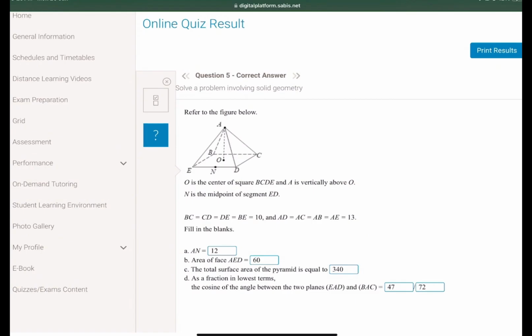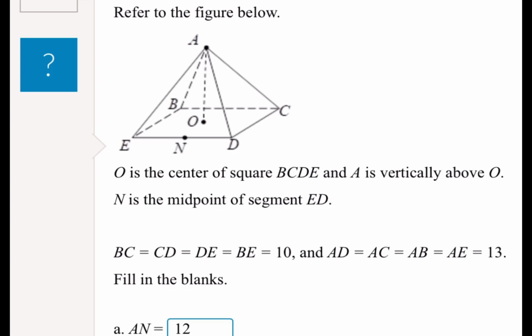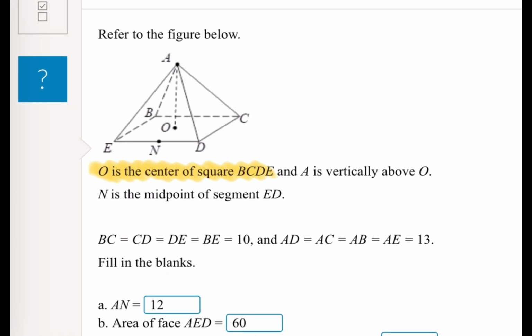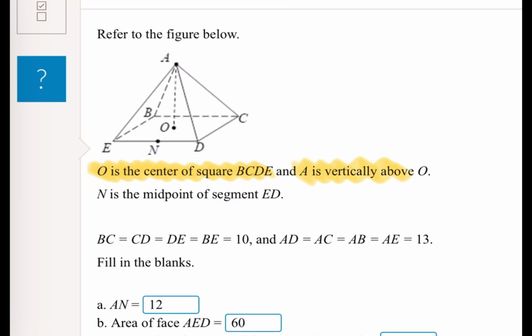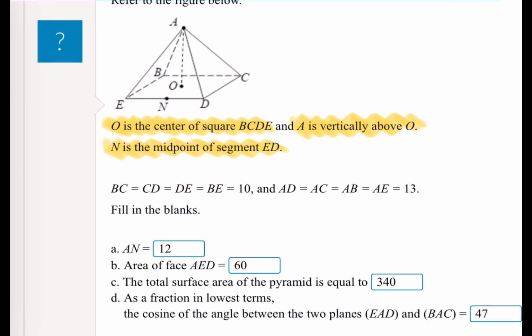Okay, so moving on to this question, I'm going to start off by reading the given. So they told us that O is the center of the square BCDE, and A is vertically above O, N is the midpoint of the segment ED. And then they told us that BC is equal to CD, which is equal to DE, which is equal to BE, which is equal to 10. So all of these equal 10. And then AD equals AC equals AB equals AE equals 13. So all of these lines are equal to 13.